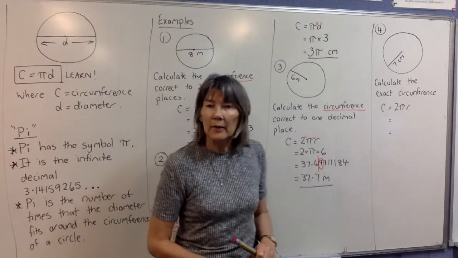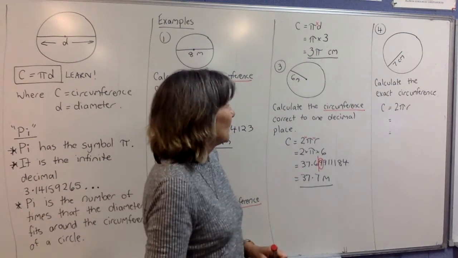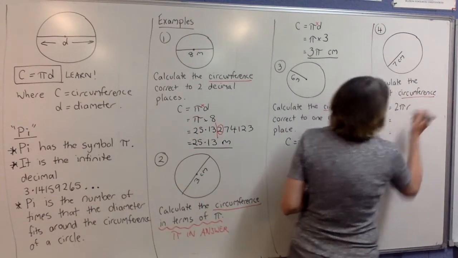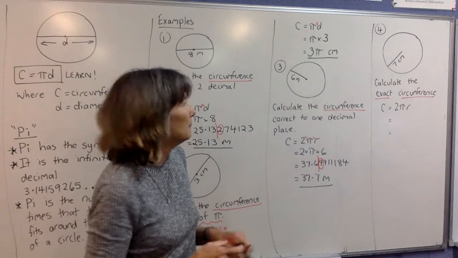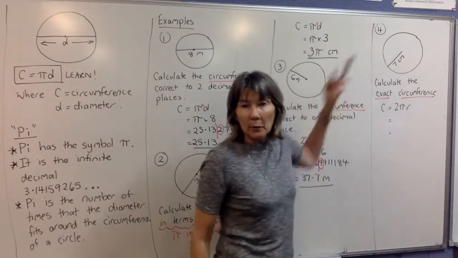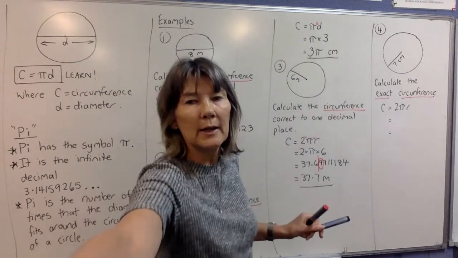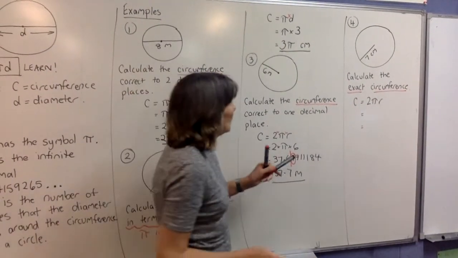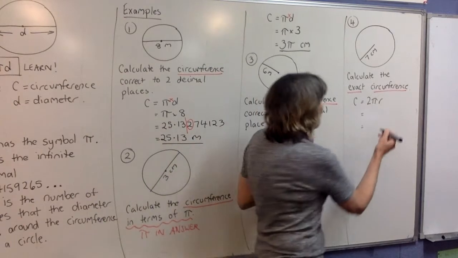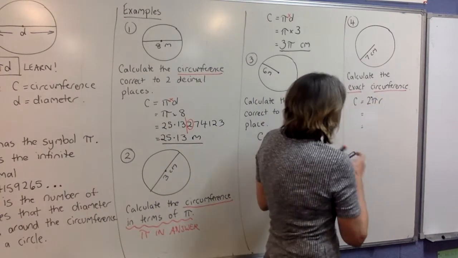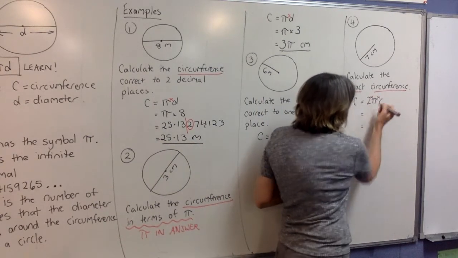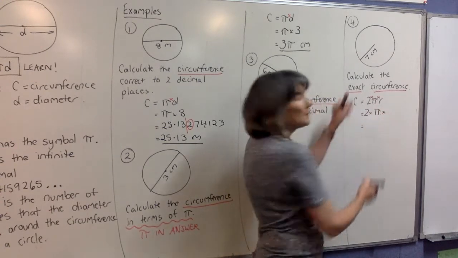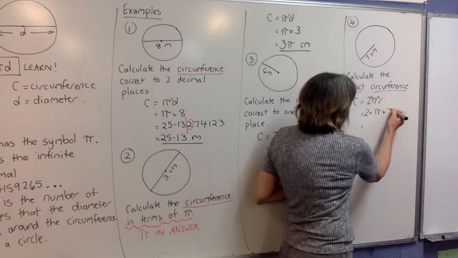Okay, now the last question, number 4. Calculate the exact circumference. I'll talk about exact in a second. They've given you a radius, so we're going to use the formula that's got the radius in it, which is C equals 2 pi r. All right, so now we're going to sub in our radius. Oops, don't forget your times signs in here. So we have 2 times pi times the radius, which is 7.